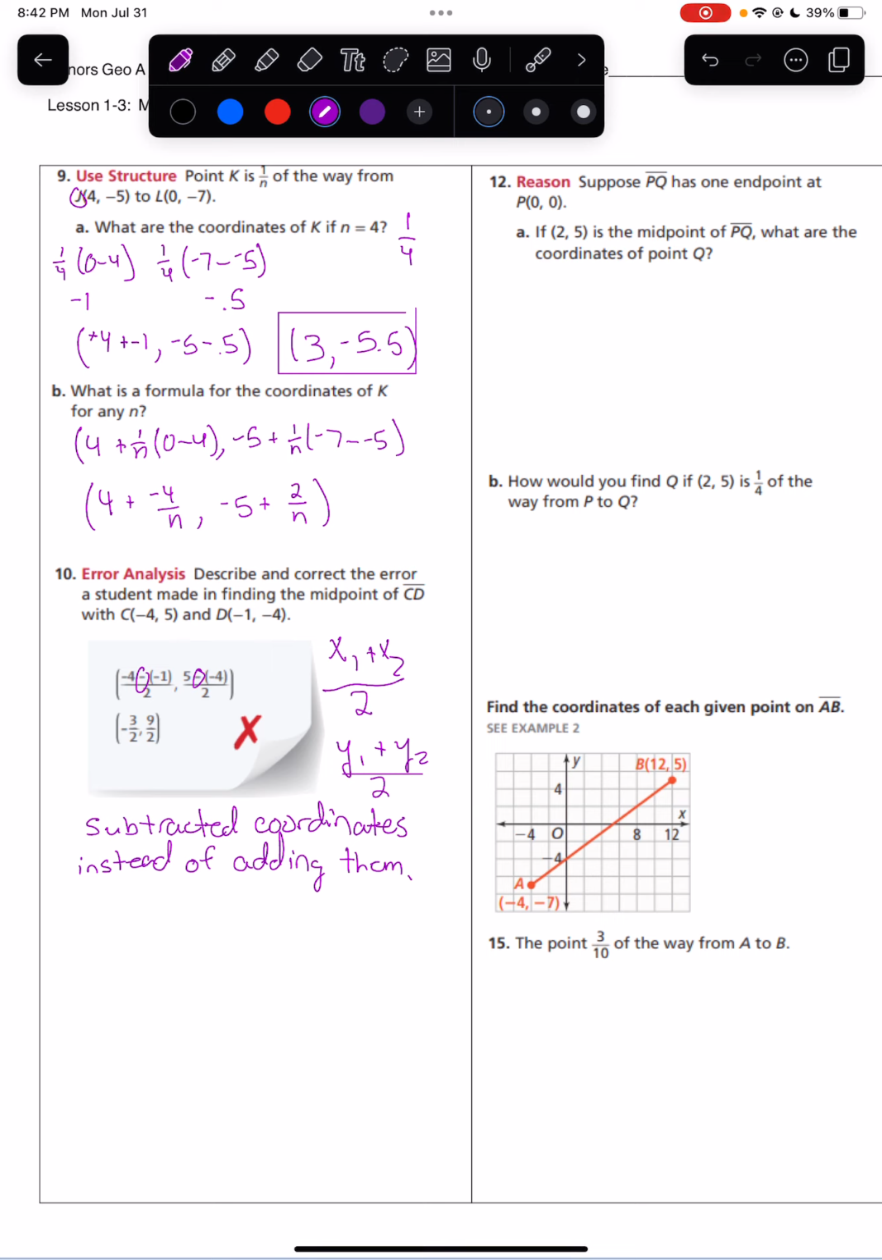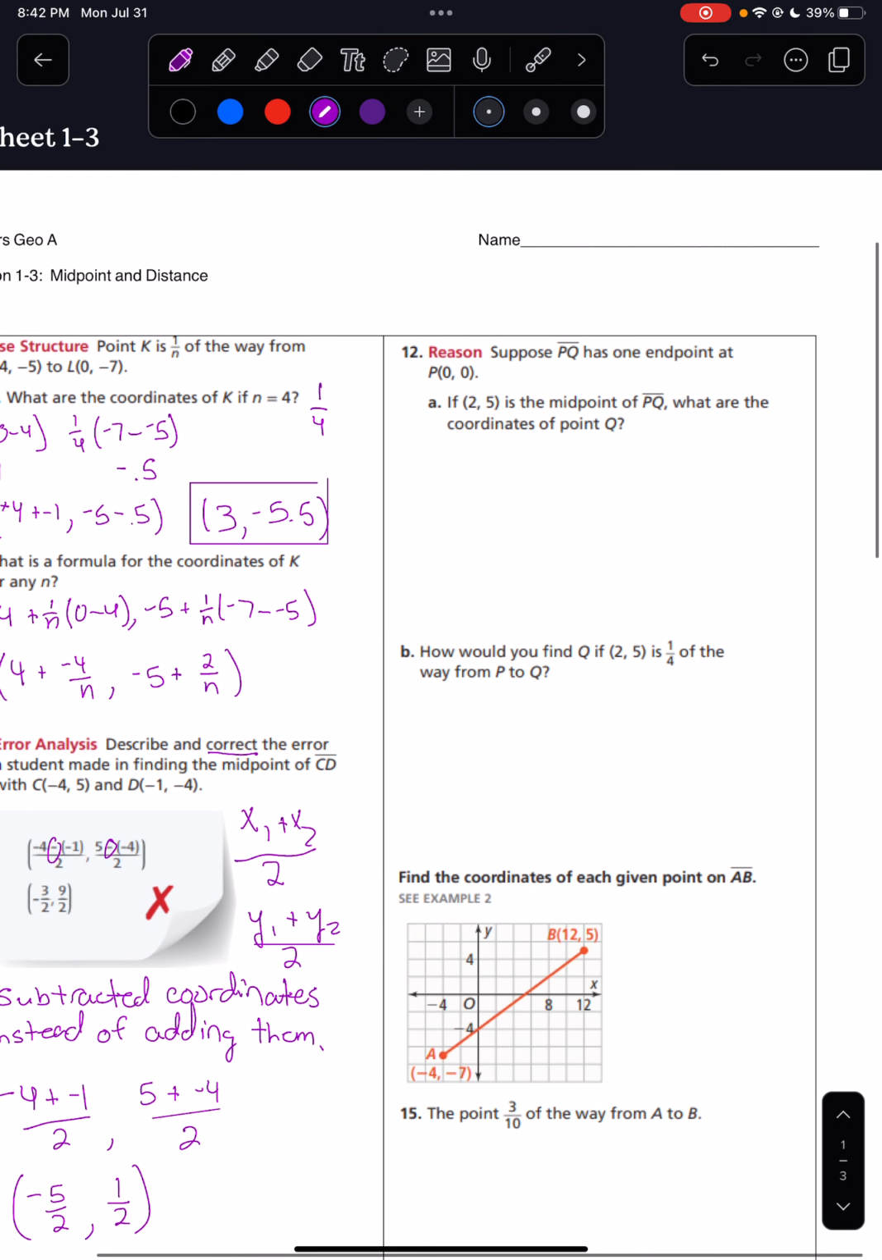Okay, so then what it should be, because it says describe and correct the error, remember? So what we want to do here is instead it's going to be -4 plus -1 over 2, and then 5 plus -4 over 2. So when we do that, we'll get negative 5 over 2, or negative 5 halves. That's fine. And 5 plus negative 4, that's 1, so we got 1 half. So our new coordinate point is negative 5 halves, comma, 1 half.